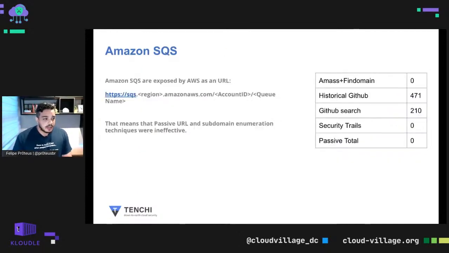Well, another service that I tried to explore was Amazon SQS. And Amazon SQS queues are exposed by URL. So it's kind of tricky, because if you have a URL, all the sqs.region.amazonaws.com are valid. They resolve to an IP address, but the queue might exist there or not. So that makes passive URL subdomain enumeration techniques completely ineffective. So we only had historical GitHub and GitHub search to try to hunt for Amazon SQS.